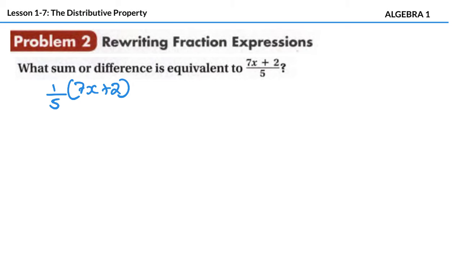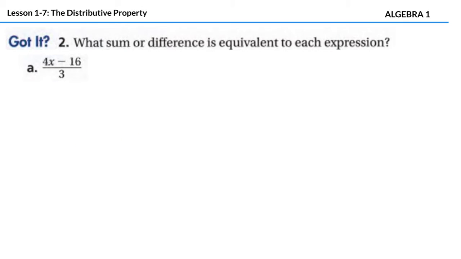So now I can apply the distributive property. 1 over 5 times 7x is 7x over 5, plus 1 over 5 times 2 is 2 over 5. That is the answer for this. I have written this fraction as a sum. Let's try a few more examples. What sum or difference is equivalent to each expression?